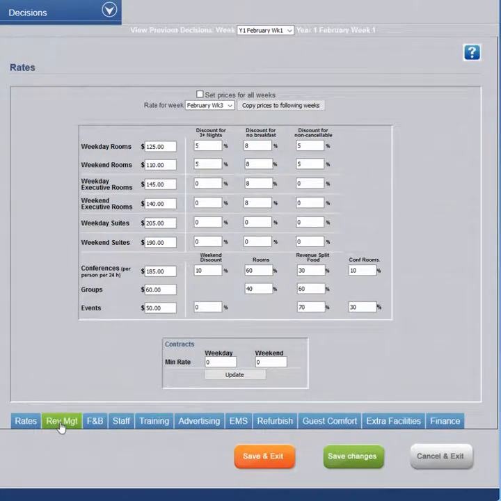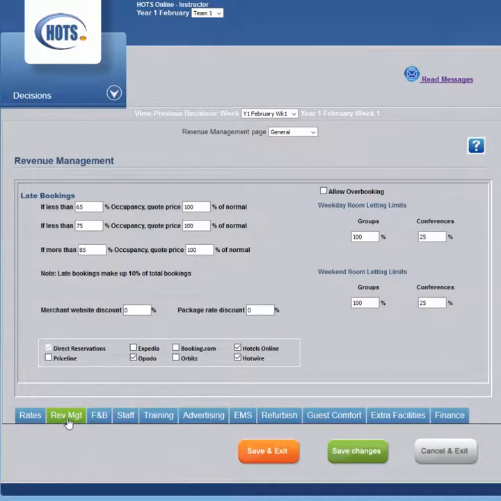As well as setting the rates, I need to deal with distribution. So on the next decision tab, Revenue Management, I have a variety of choices to make here, to do with setting limits for groups and conferences, to do with the authorization I might give my reservation staff for offering discounts to people inquiring for late booking accommodation. And I also have a series of OTAs that I can choose to use.